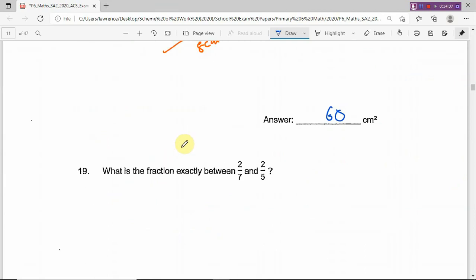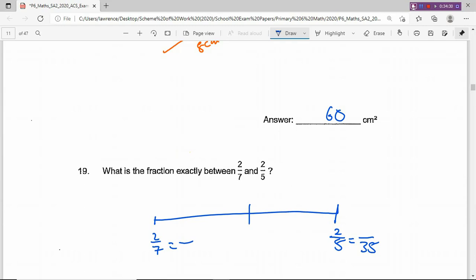Okay, next one. What is the fraction between 2/7 and 2/5? So again, students have difficulty doing this, but it's actually quite easy. On a number line, you have 2/7, 2/5, and they get stuck because they see different denominators. So what is the number in between? So all you have to do is make the denominator the same. This is the concept. You cannot compare until you make the denominator the same. So 7 times 5, 2 times 5, 5 times 7, 2 times 7, right?